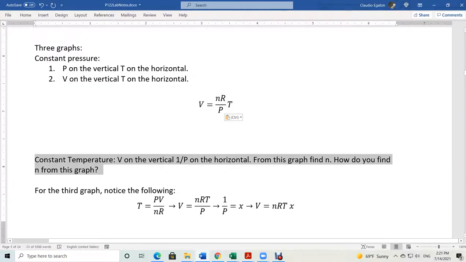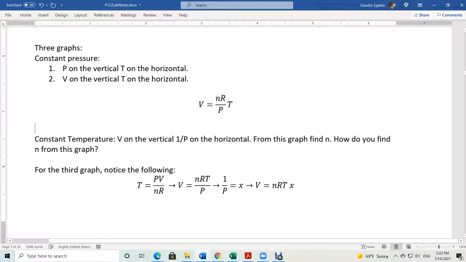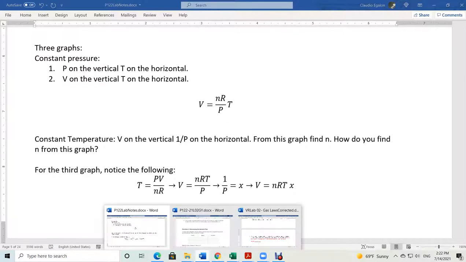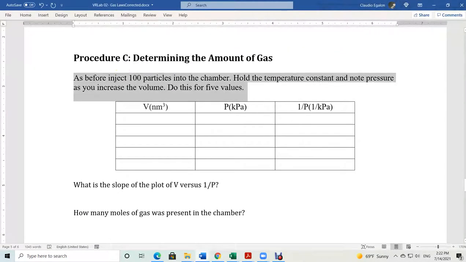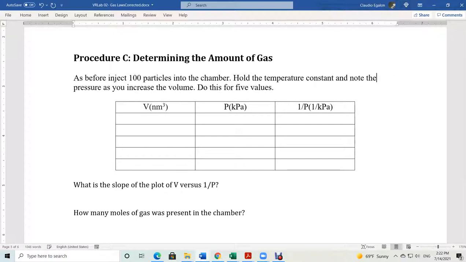So now let's do constant temperature. We're going to do another simulation, right? Going back to our, here you go, proceed to determine the amount of gas. As before, inject 500 particles into the chamber, hold the temperature constant, and note the pressure as you increase the volume. And then 1, 2, 3, 4, 5, five data points is asked for in a new table now.